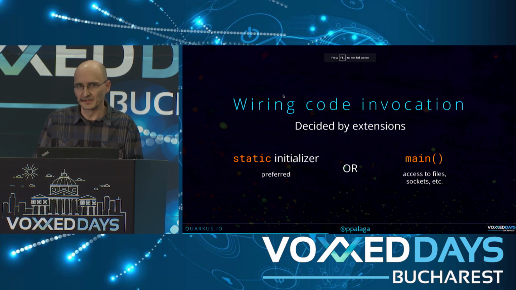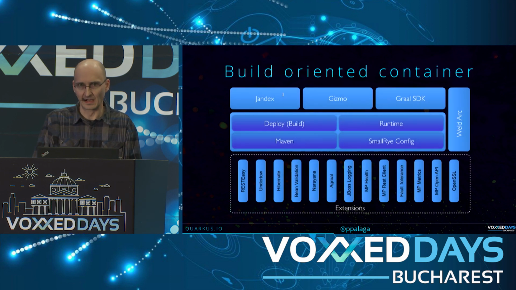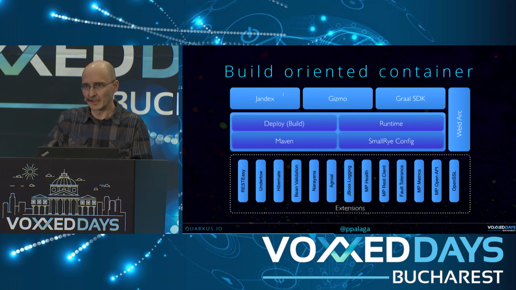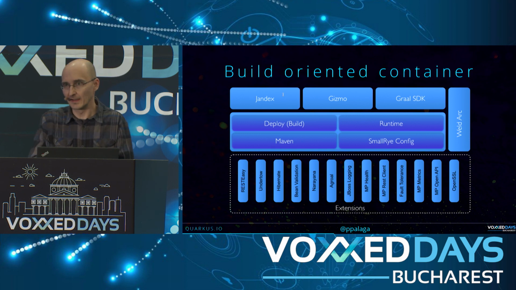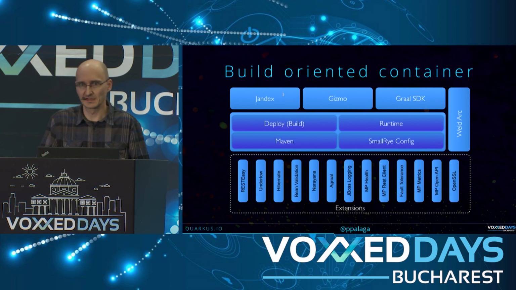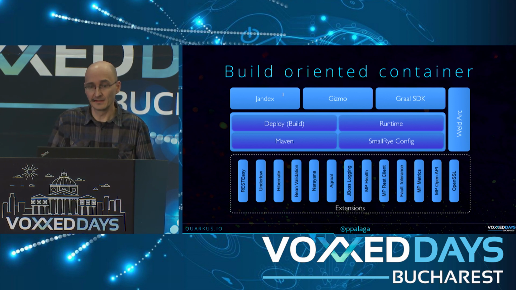So the wiring is recorded, and it's just bytecode that is run for you at runtime. So when you look at Quarkus internally, it basically looks like an application server, but it's not an application server. It's built on just a build-oriented container that runs for you at build time.